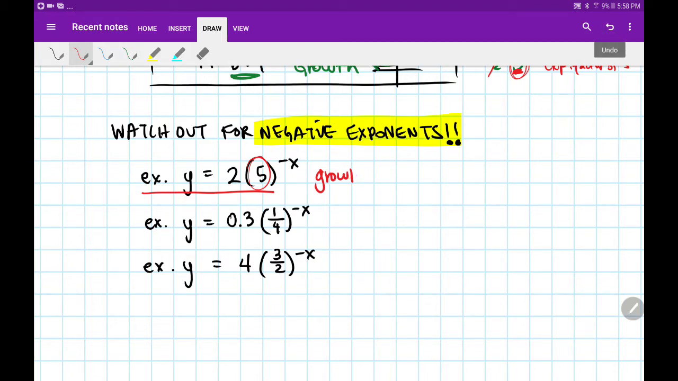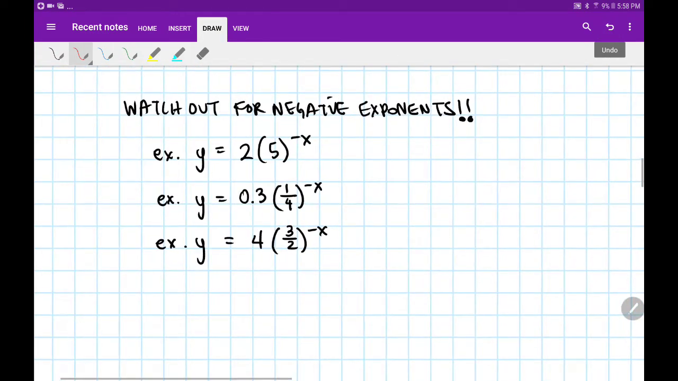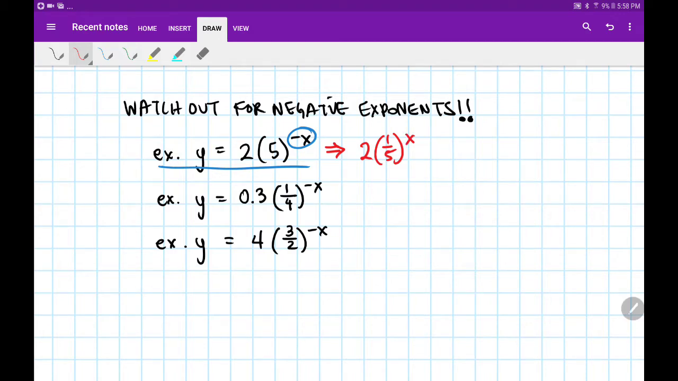But you're going to have to be careful with these because the negative exponent means that we need to actually rewrite this as 2 times not 5 to the negative x, but 1/5 to the power of x. If you have a negative exponent, you must rewrite the function and take the reciprocal of the inside. So as you can see, my base is now less than 1. This is actually decay.